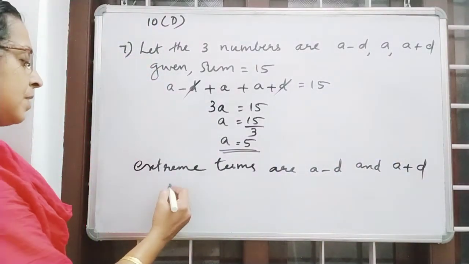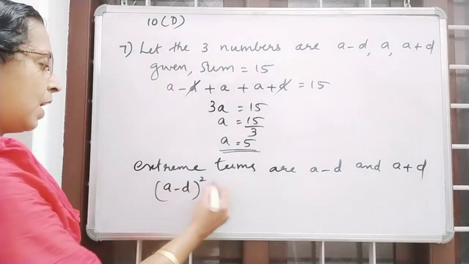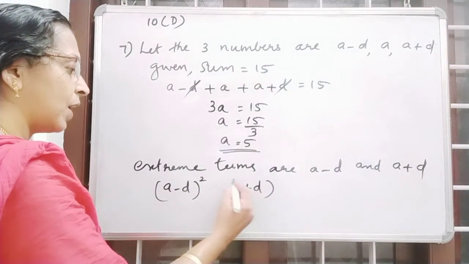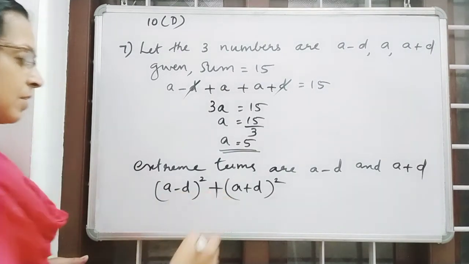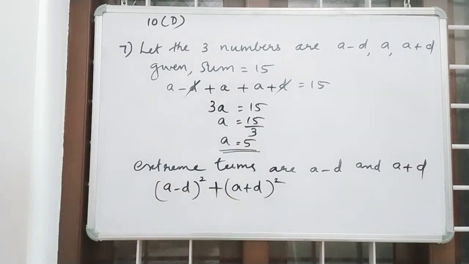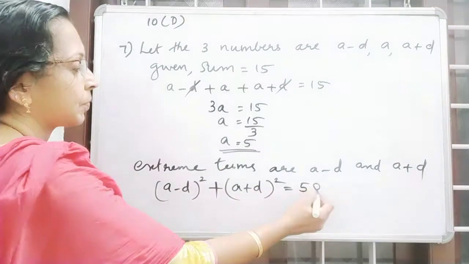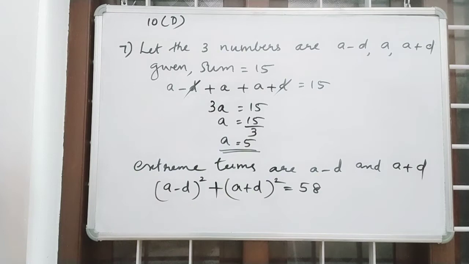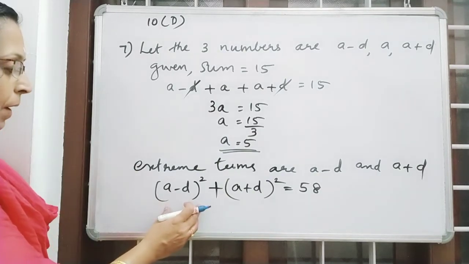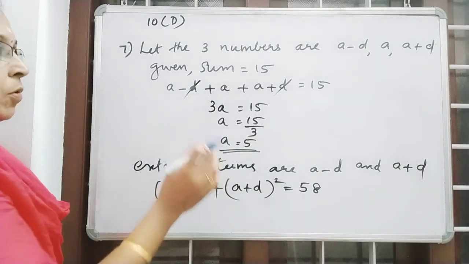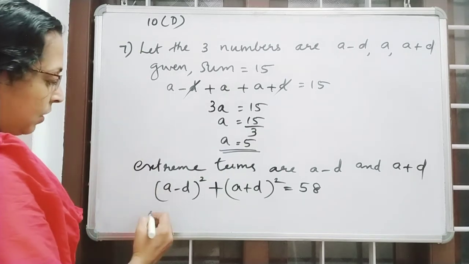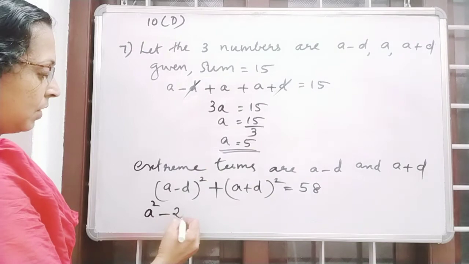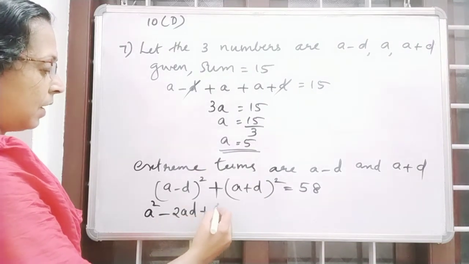Their sum means A minus D whole square and A plus D whole square are the squares of the extreme terms. Then sum of the squares means we want to add them, and that is given as 58. This is in the form of A minus B whole square. A minus B whole square is A square minus 2AB plus B square. So we get A square minus 2AD plus D square.